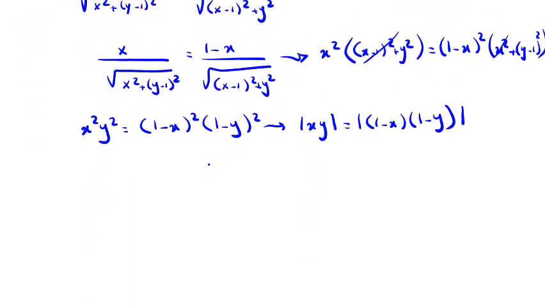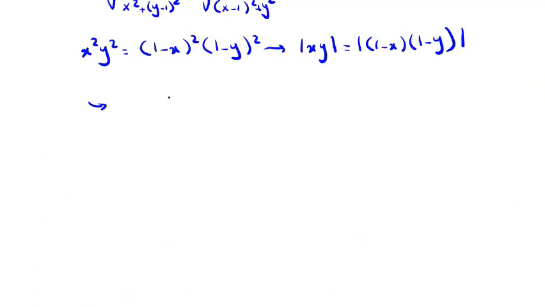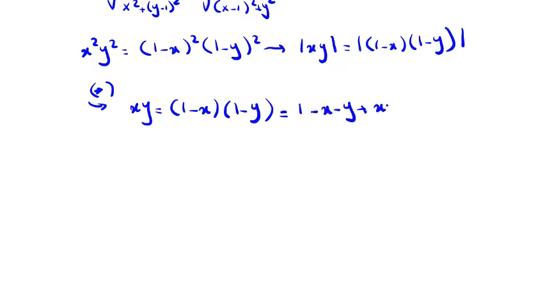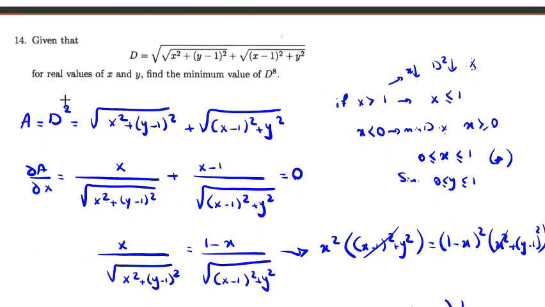Because we proved they are between 0 and 1, let me call this part star. Then by star, we can conclude xy equals 1 minus x times 1 minus y, and it equals 1 minus x minus y plus xy. If you cancel xy from both sides, x plus y equals 1. And if we consider this case, let's replace in d squared.